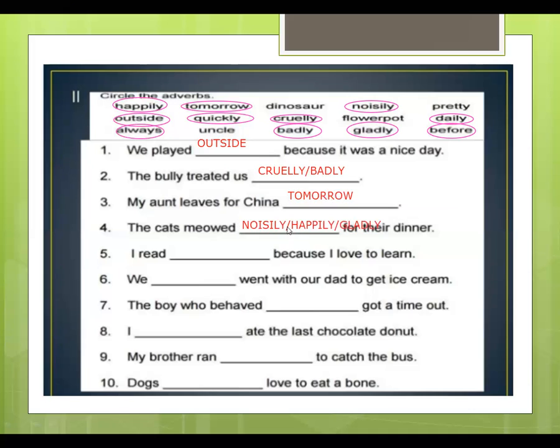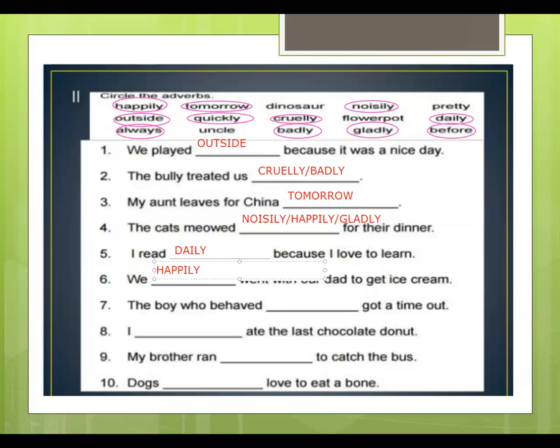Great. Now let's look at the next sentence. I read. When do I read? I read daily because I love to learn. We went. We went where? We went outside. We went to it with our dad. And how did we feel? We went happily.